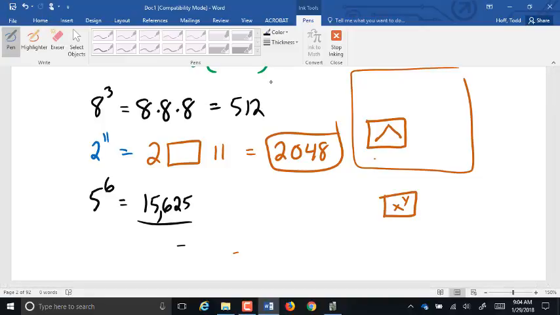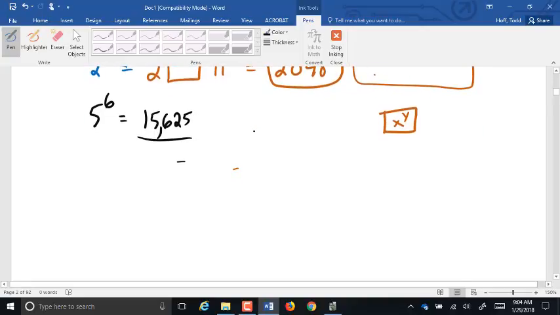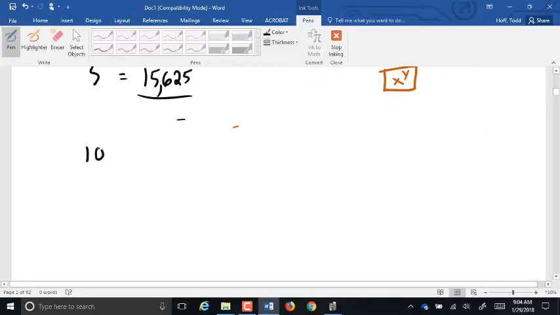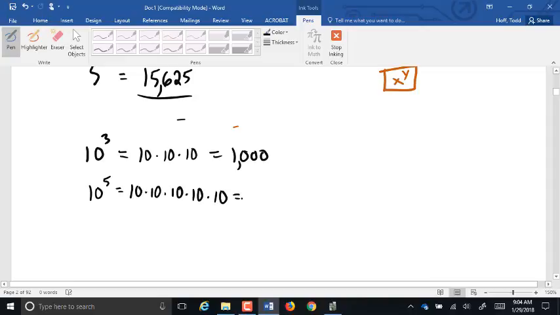Now, a big application of this is our powers of 10. 10 to the third power is, careful, 10 times 10 times 10, just 1,000. 10 to the fifth power, 100,000.